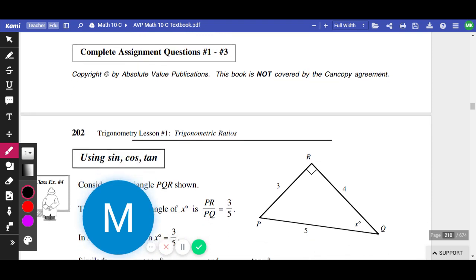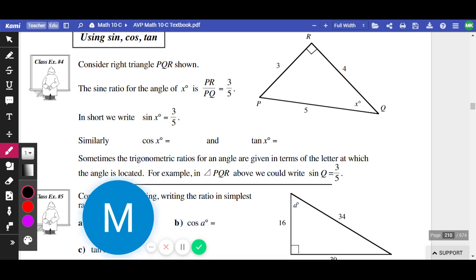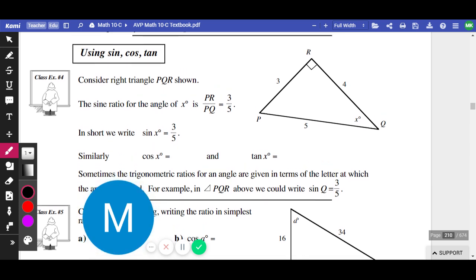All right, a little more naming. We're going to talk about the trig ratios, so sine, cosine, tan. We're going to talk about the short abbreviation for them and how we properly write that. So looking at this first question, we've got a triangle PQR. We'll notice that they've given us an angle. We'll also notice it's 90 degrees.